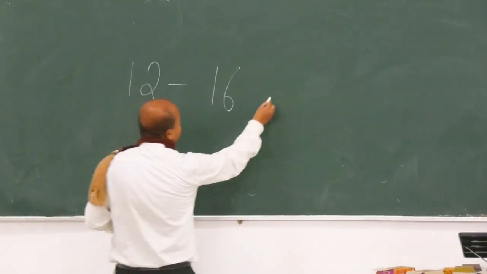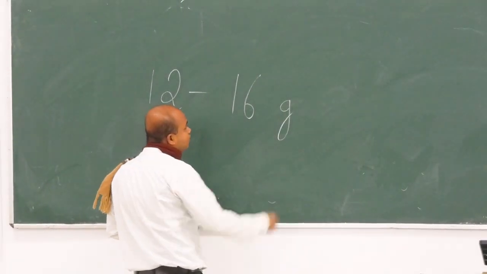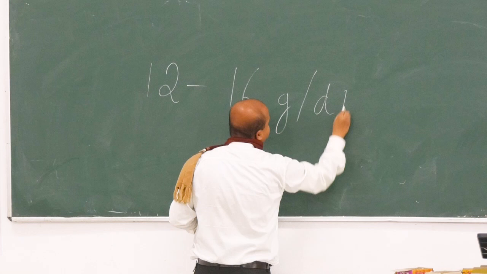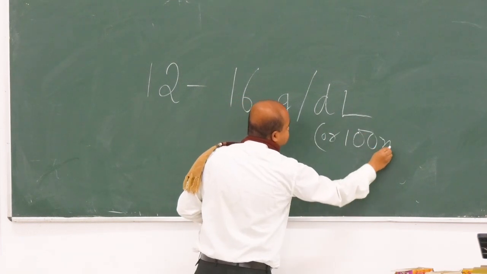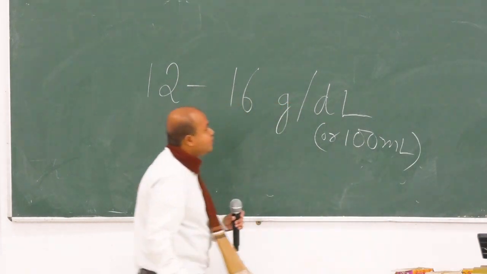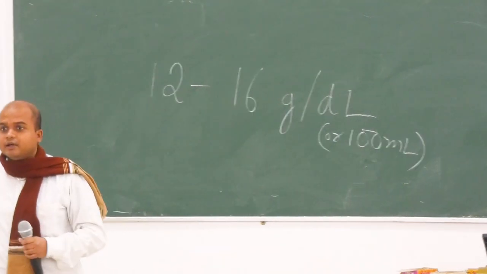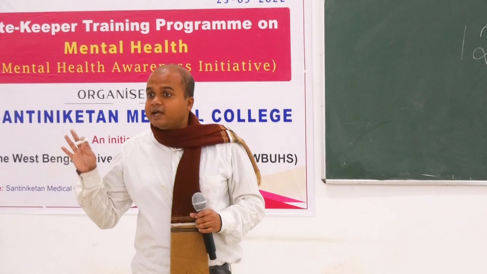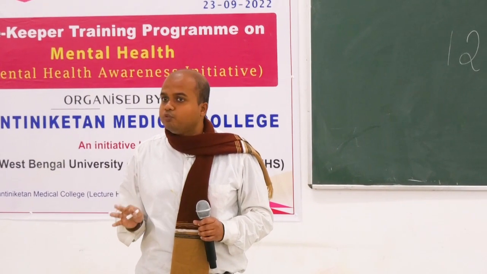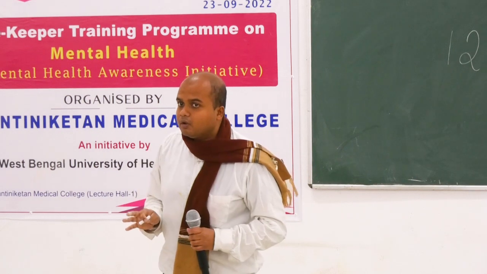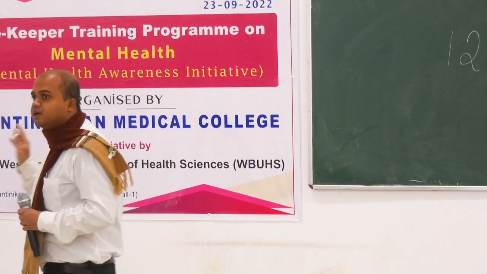What is the unit? Always you should write the unit for anything we express, any parameter we express, or 100 milliliters. So this is in gram per 100 ml of blood or gram per deciliter. Anything we express in science, we have to give the unit. Wherever there is unit, we have to put the unit. Without putting the unit, the answer is half correct. Okay. So 12 to 16 gram per deciliter.